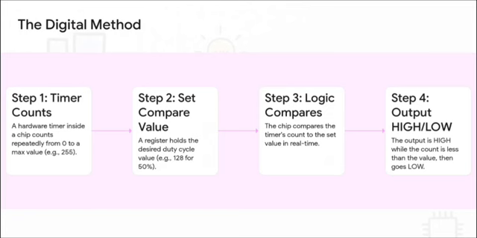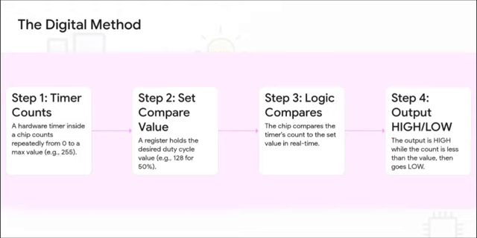Now let's look at how this is done today, inside pretty much every digital chip. It's a purely digital process, but it's basically doing the exact same thing. First, inside the chip there's a special bit of hardware called a timer. Its only job is to count, really fast. It starts at 0, counts 1, 2, 3, all the way up to some max value, let's say 255. As soon as it hits 255, it instantly resets to 0 and starts all over again. If you plotted that count over time, you'd get a perfect digital sawtooth wave. It's our digital version of the triangle wave.